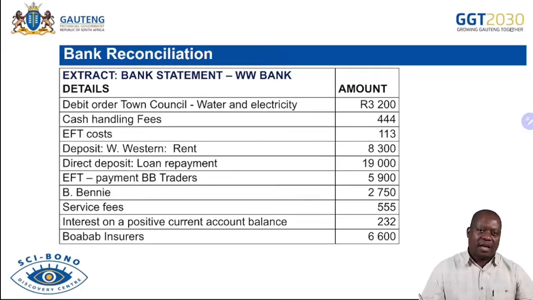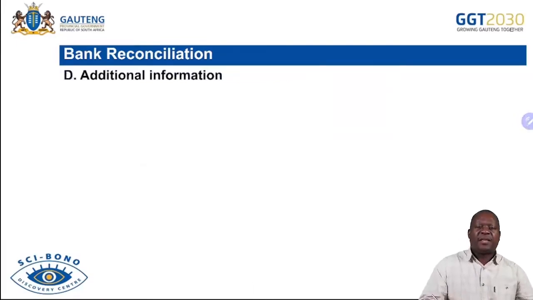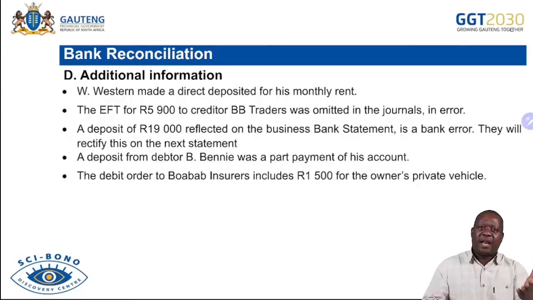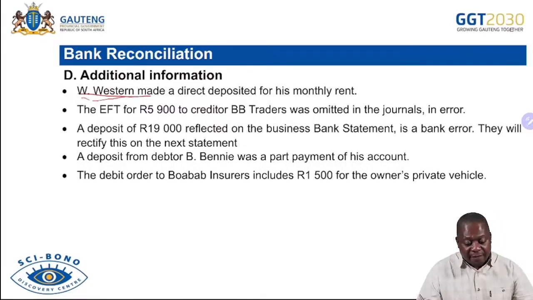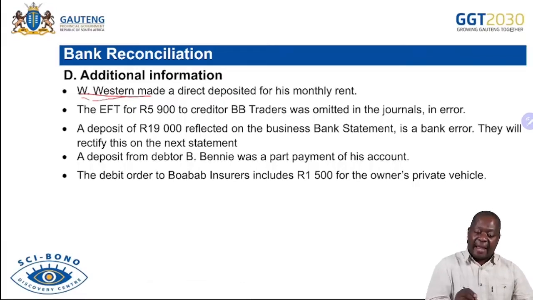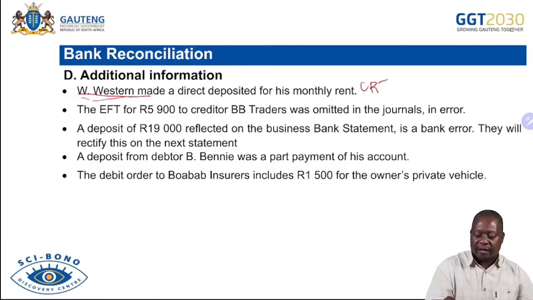That can be done, boys and girls. You are going to see. So these are the information that we are given. And remember, this information is mixed up. There are receipts there, there are payments there. That is the reason why you are going to see that they give us additional information to explain that information. They are saying, the money that we are seeing written Western was made, it's a direct deposit by a customer or a tenant for his monthly rent. So it means this is a receipt. And because of that, it should go to the CRJ.